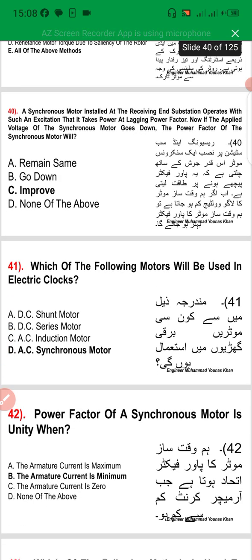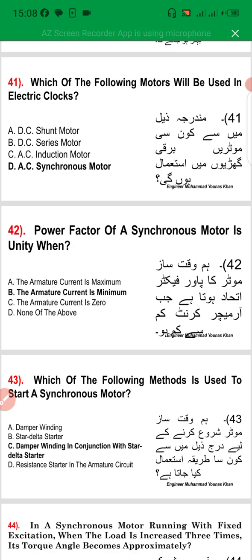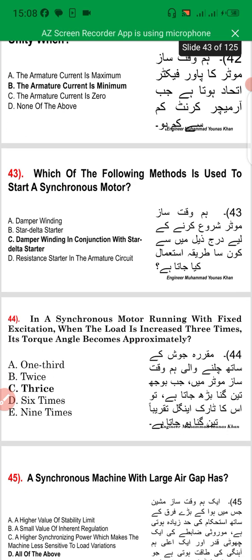A synchronous motor installed at the receiving end substation operates with such an excitation that it takes power at lagging power factor. Now, if the applied voltage of the synchronous motor goes down, the power factor of the synchronous motor will improve. Which of the following motors will be used in electric clocks? AC synchronous motor. Power factor of a synchronous motor is unity when the armature current is minimum.